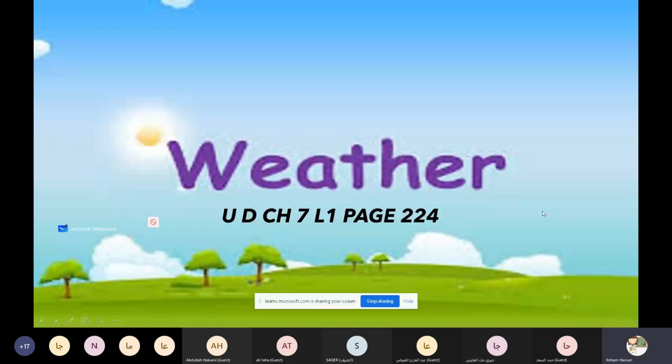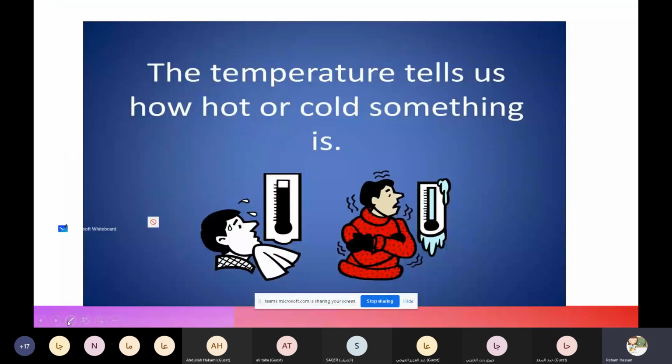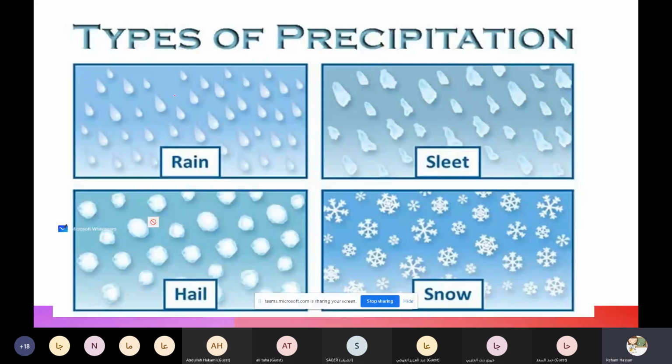Okay, lesson 1, weather. We have a quick revise. First, what is temperature? Temperature tells us how hot or cold something is, and we can measure the temperature with the thermometer. What about the precipitation? It is the water that falls to the earth from the clouds. And we have four types of precipitation: rain, sleet, hail, and snow.